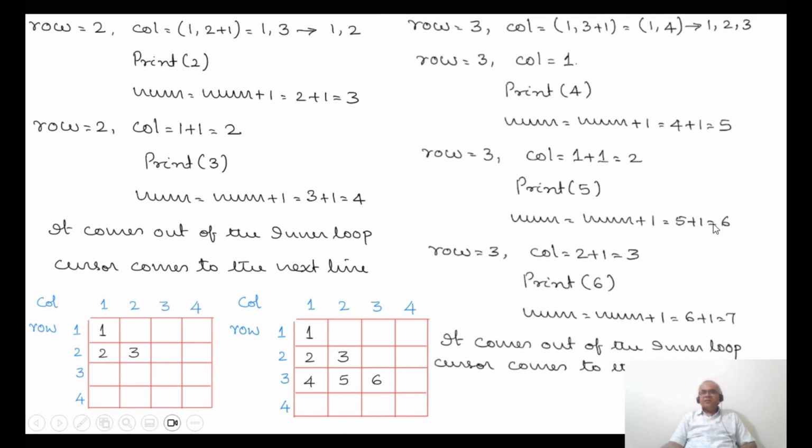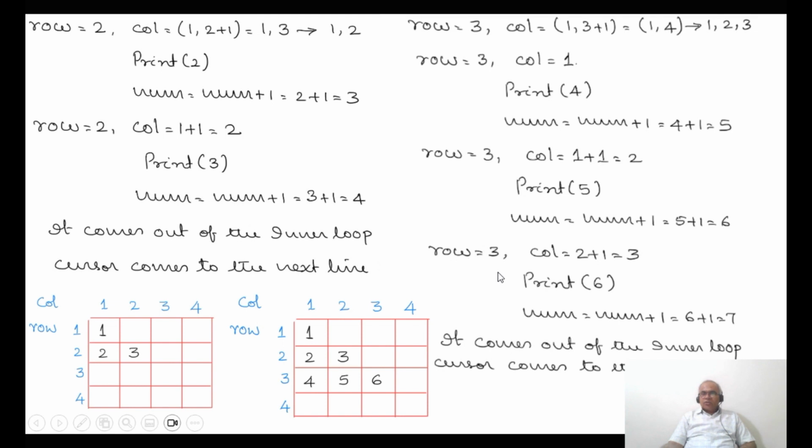So in this 6, again it goes back. 2 plus 1 it becomes 3. 3 is within 4. Print 6. So in third row, third column, you are going to get 6. So num is incremented by 1. So num is equal to num plus 1. It becomes 6 plus 1 becomes 7.